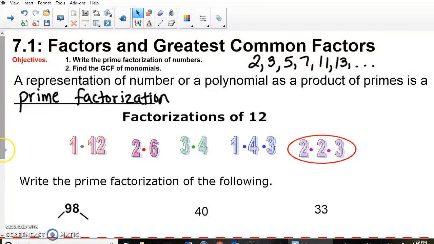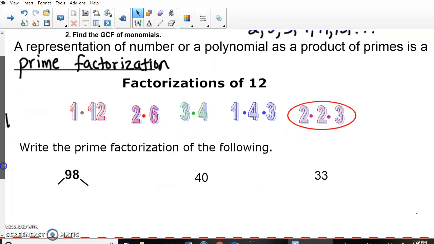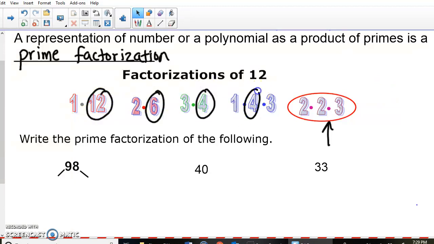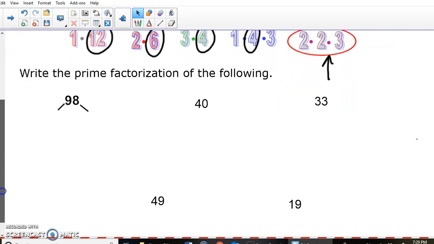Okay, in the example they give here with 12, all of these numbers are correct representations of 12. 1 times 12 does give us 12. 2 times 6 does give us 12. However, the only one that uses a prime factorization is this one circled here in red, because 2 and 3 are prime numbers. On these other ones, 12 is not prime, 6 is not prime, 4 is not prime in these two. Okay, so the correct prime factorization would be 2 times 2 times 3.